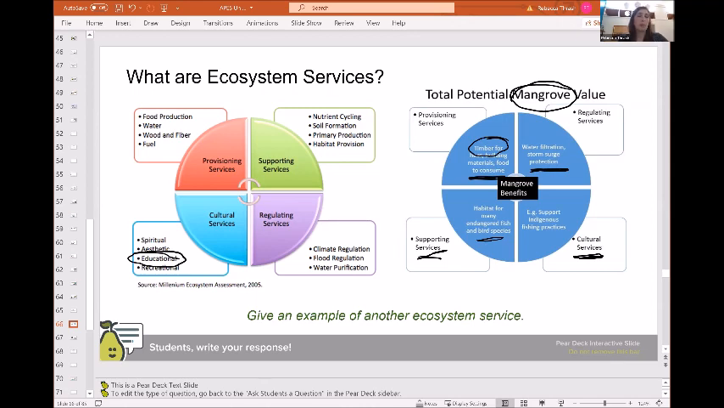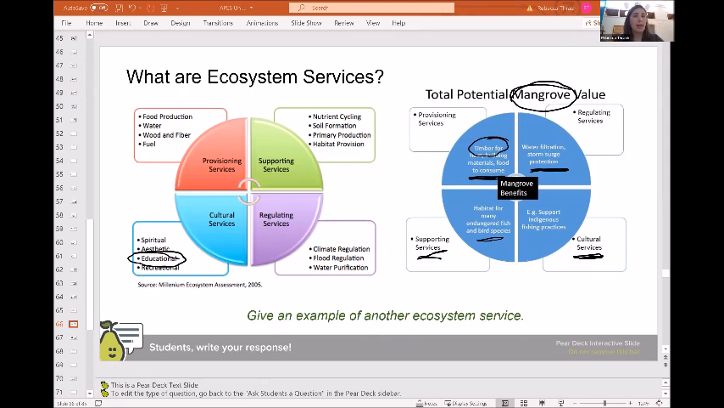Yeah, absolutely. People like to go to nice biodiverse areas. That's a cultural service. We like to go to things like botanical gardens. Why? Well, we enjoy looking at really pretty natural environments. Yeah, these are great. Perfect. I'm glad that you mentioned that, John.